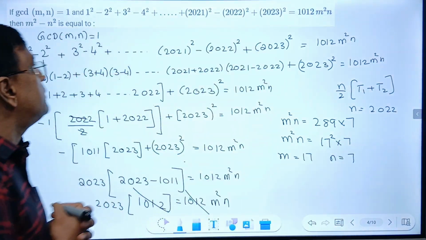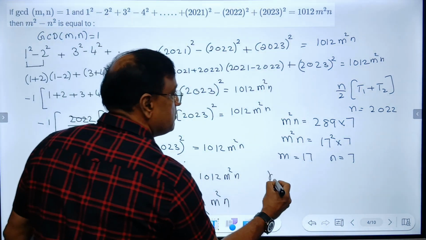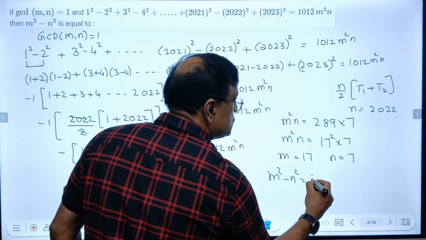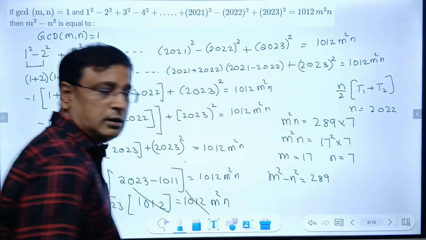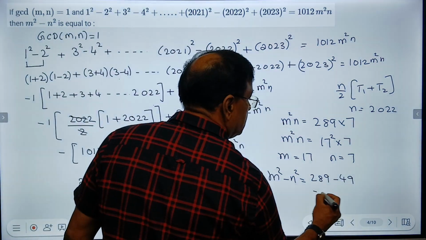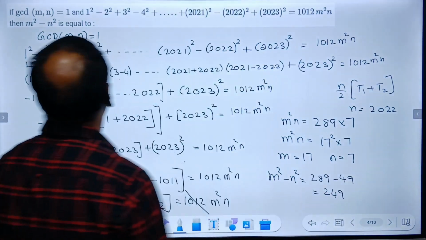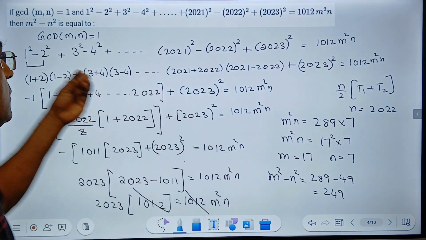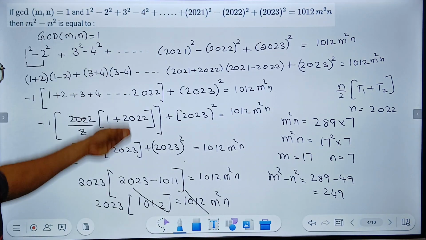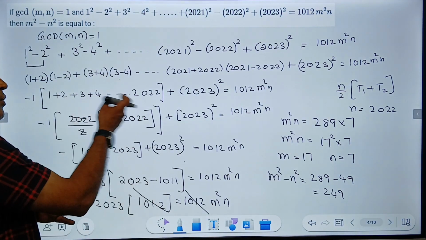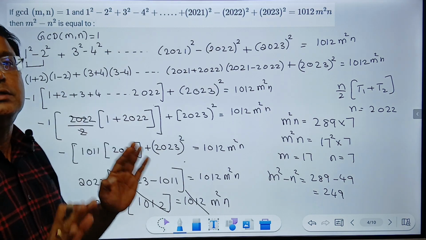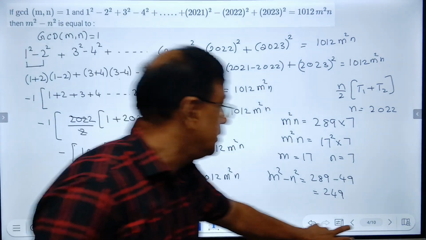Beautiful. Correct? Now I want to find m square minus n square. m square is 17 square, which is 289. Correct? 289 minus 49. What's the answer? It is 240. So that is the best part of it, looking at it as a square minus b square. There is nothing else. And I'm going to use AP only at this point. Sum of n terms of an AP is used here. Otherwise, it's just normal arithmetic.